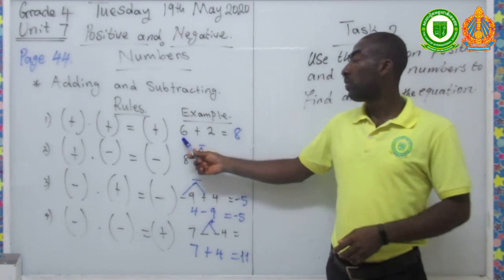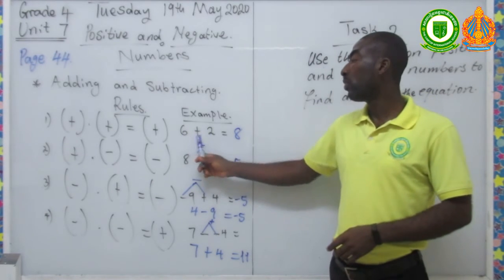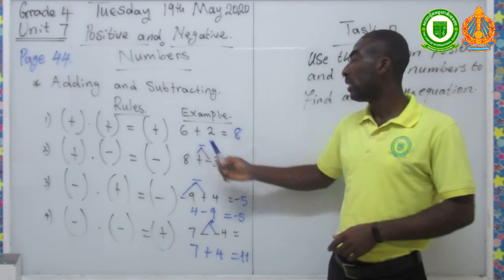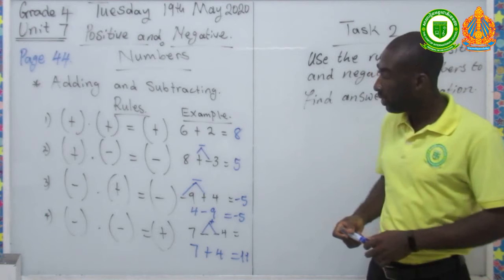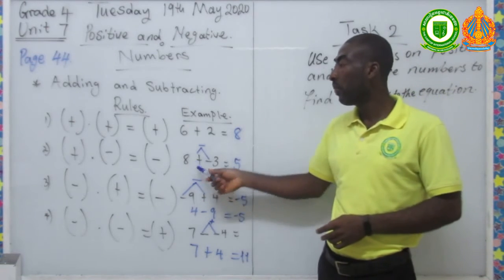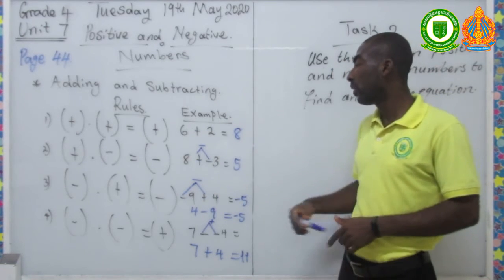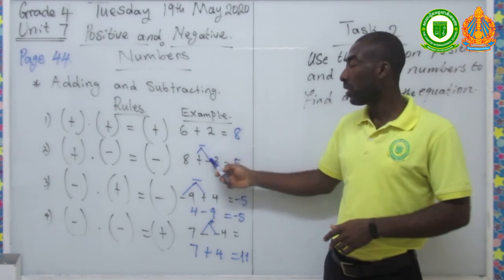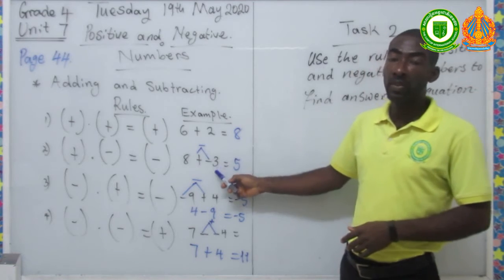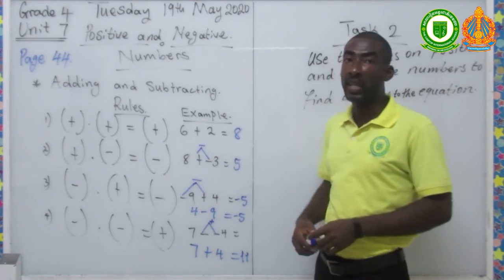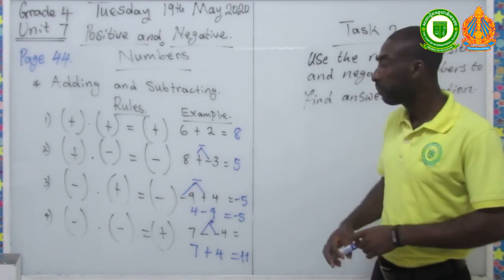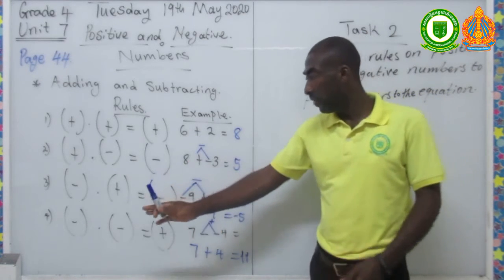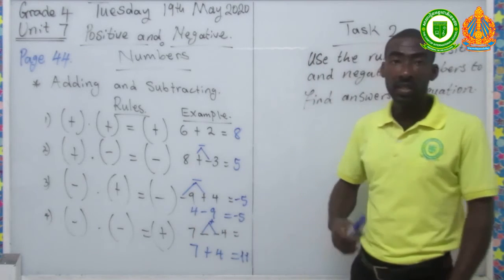So we have a positive here and a positive here that are coming together, so that gives us a positive, which means we have to add 6 and 2 to get 8. On our second rule, a positive and a negative are coming together. So this is the positive and this is the negative. It tends to be negative here, so we have to subtract 3 from our 8, and that gives us 5.